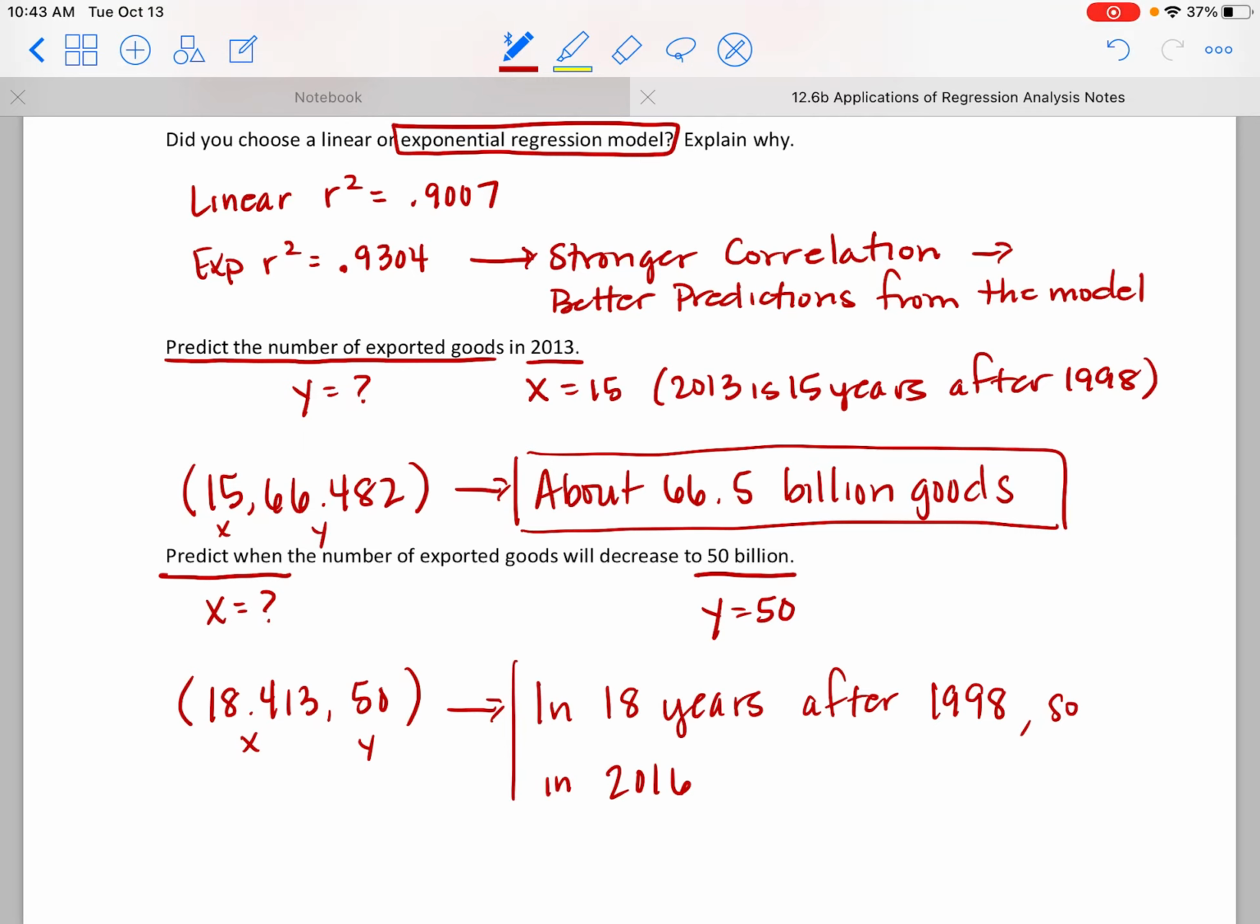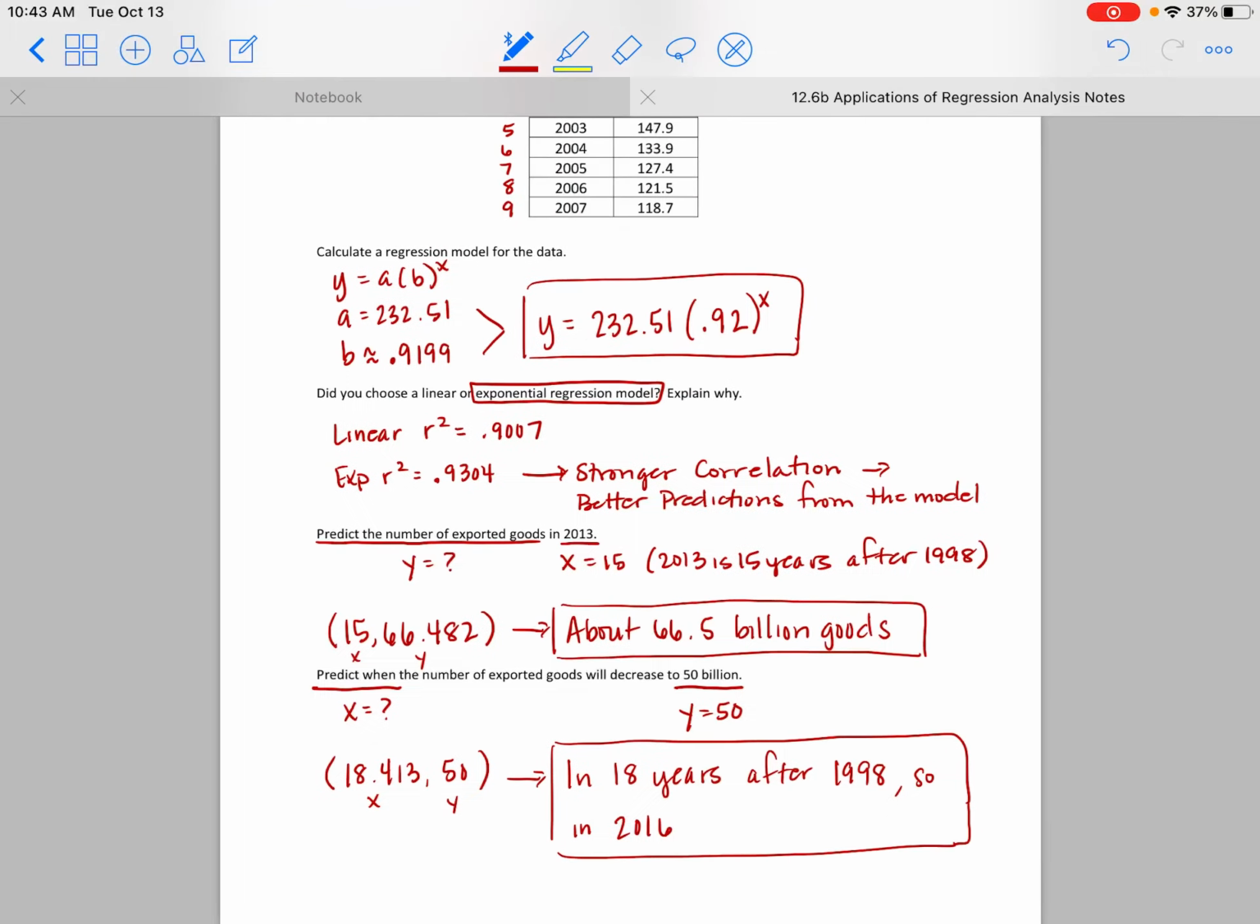Okay, there it is. So the harder part's making sure you type in all the data correctly, calculate the regression model that most accurately reflects or represents the data, and then type your given value in to make a prediction for the unknown value.